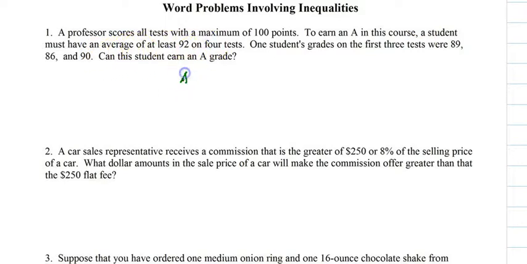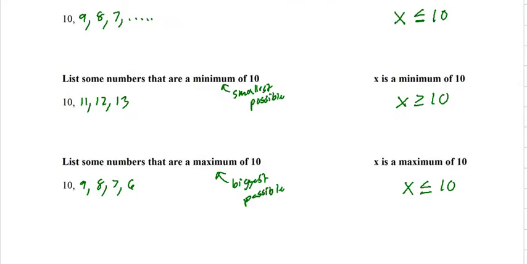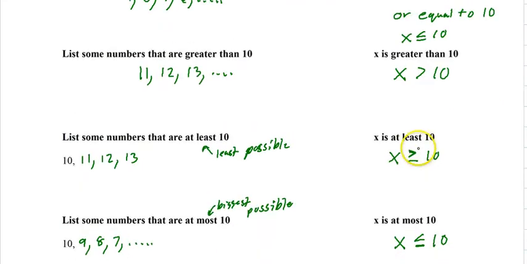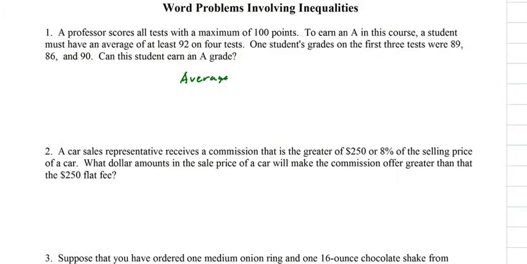So there is our translation. We want an average of at least. And remember, at least is a greater than. So it must be greater than or equal to 92.